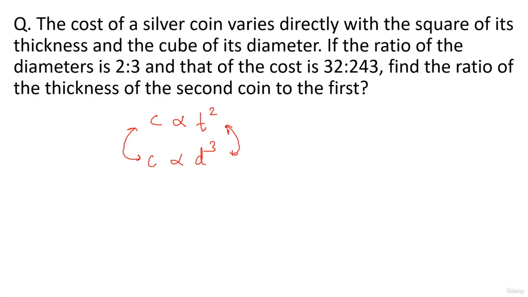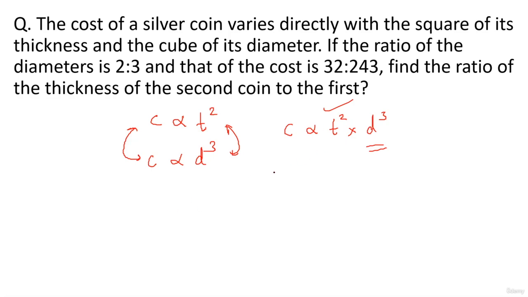And that tells you that when we combine these two, we can write it as the cost varies directly with the square of the thickness and the cube of the diameter. So now if you put the thickness constant, the cost is proportional to the cube of the diameter, and when the diameter is constant, the cost is proportional to the thickness squared. All right, that's the case of combined variation, guys. And let's see how we solve the question now based on this.